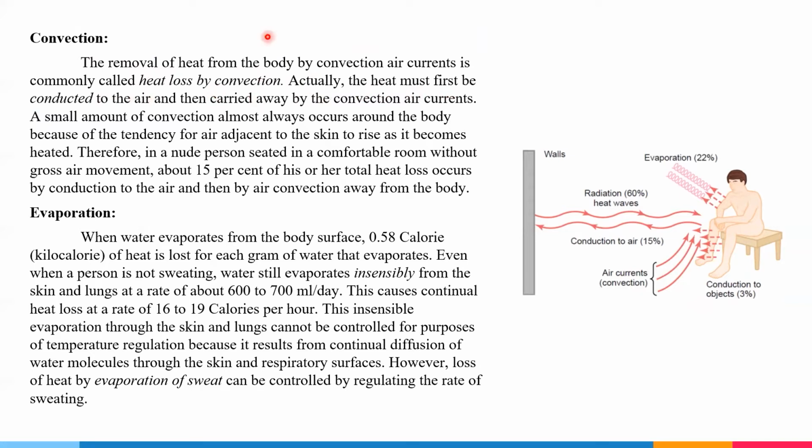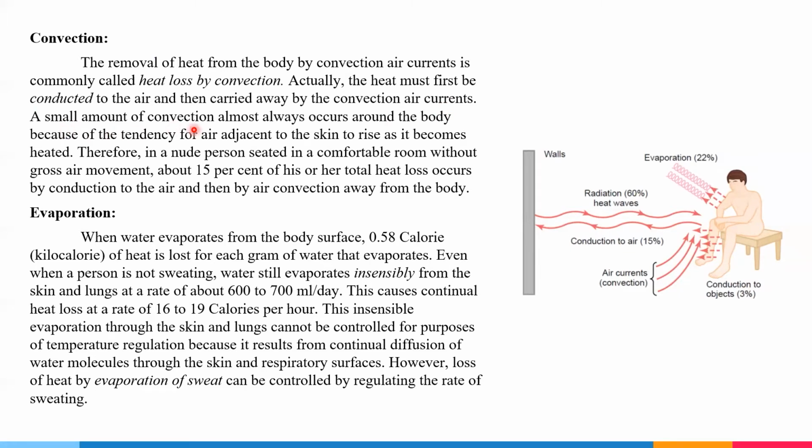Actually, the heat must first be conducted to the air and then carried away by convection air currents. As we know, convection occurs when a particular part of a fluid is being heated, and this causes a motion in the fluid so that the heated portion of the fluid flows upwards, while the cooler portions of the fluid not in contact with the heat source go downwards, and hence the entirety of the fluid can help in heat loss. This is what happens during heat loss from a human as well.